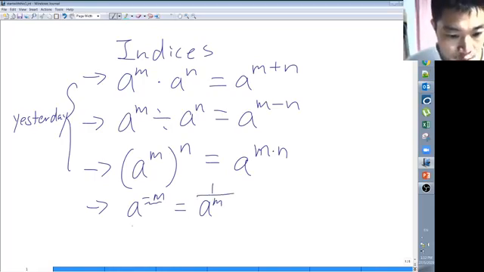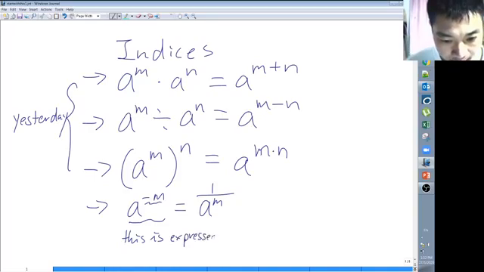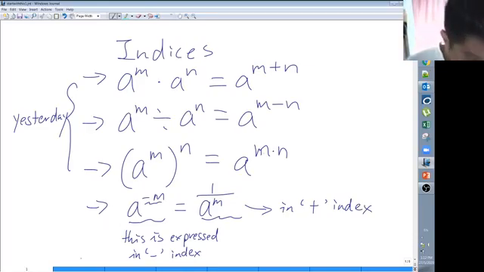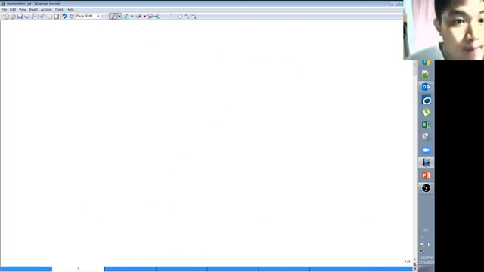into a positive index, so you should get this. Okay, so for this, this is expressed in negative index, while this is in positive index. Okay, so let me introduce another one.